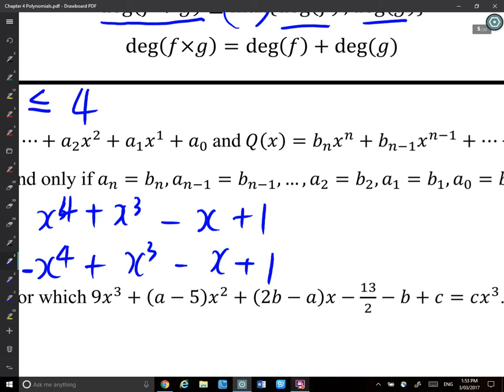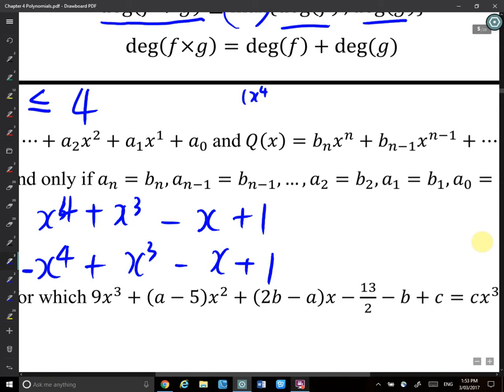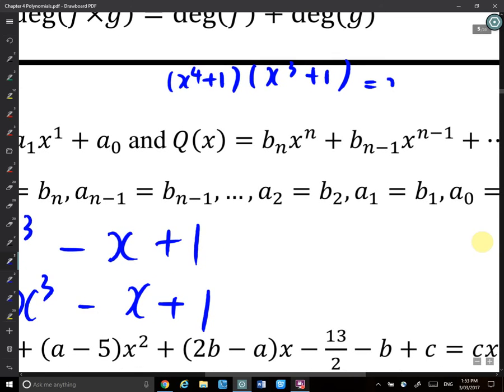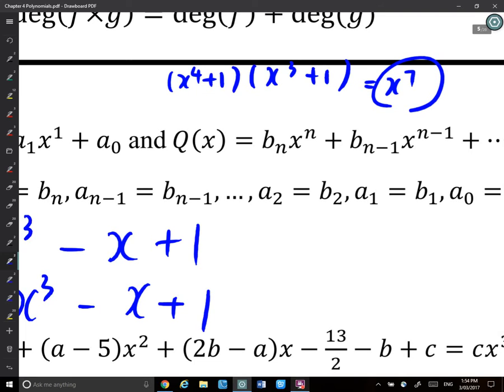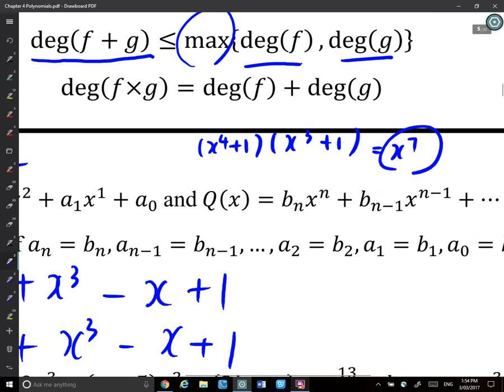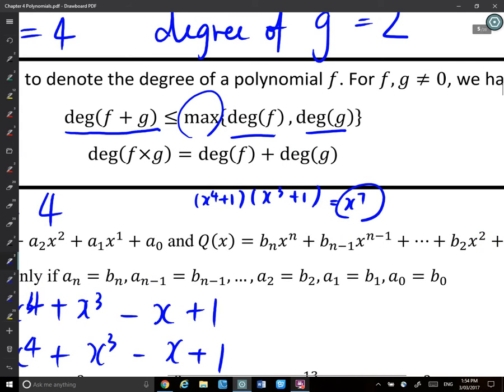Okay? So when you times the degrees together, the highest term will become x to the power 7. Because you times them, it's not going to reduce, even though there's a minus number in front, like say minus x to the power 3. When you times them, that still gives you power of 7. So the degree of f plus g, if you add them, will be smaller or equal to the maximum degree from f or g.